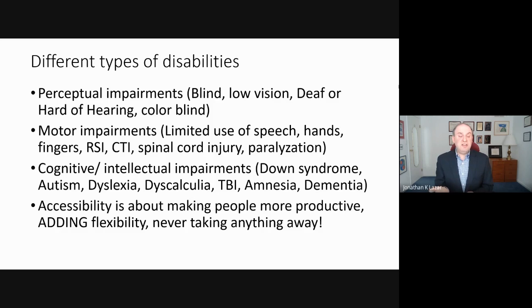It could even just be that you have carpal tunnel problems, and so you can't use a mouse pointer. Or it could be that you have a spinal cord injury, or it could be that you have limited use of speech. But there are a lot of different types of motor impairments. And there are a lot of different types of cognitive or intellectual impairments as well. So people with learning disabilities like dyslexia or dyscalculia, people with Down syndrome, people with autism.